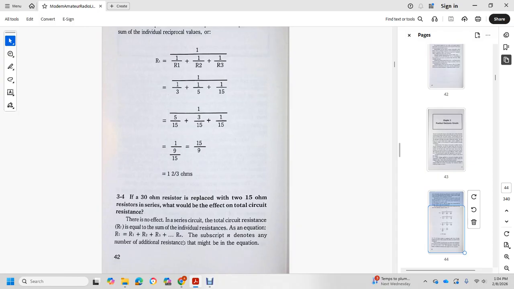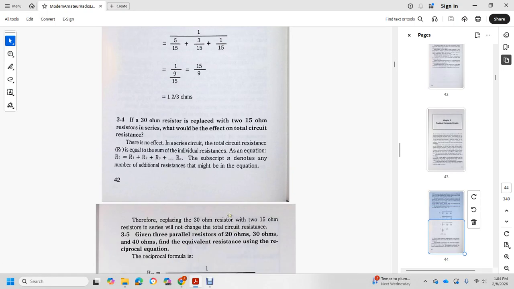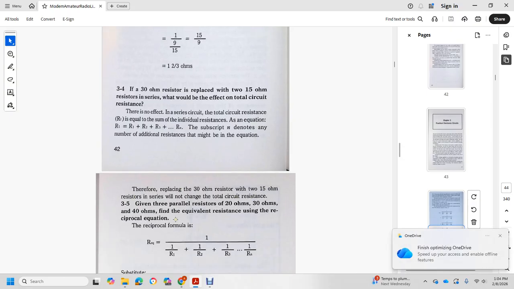If a 30 ohm resistor is replaced with two 15 ohm resistors in series, what is the effect on the total circuit resistance? Total circuit resistance in a series circuit is equal to the sum of the individual resistances: R total equals R1 plus R2 plus Rn, where subscript n denotes the number of additional resistors that might be in the equation. Therefore, replacing a 30 ohm resistor with two 15 ohm resistors will not change the total resistance.